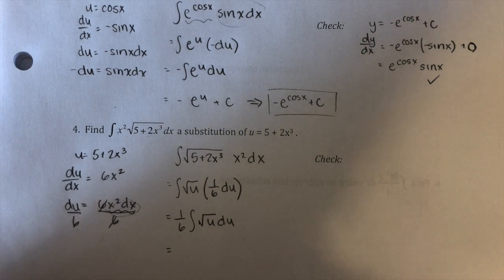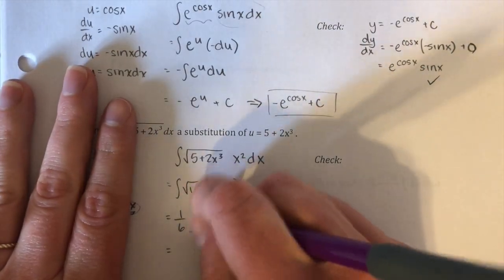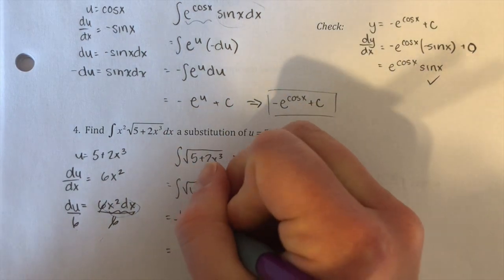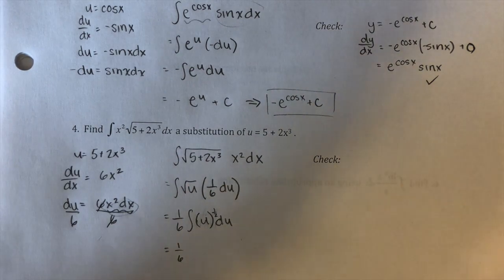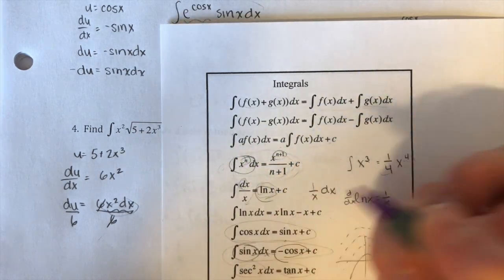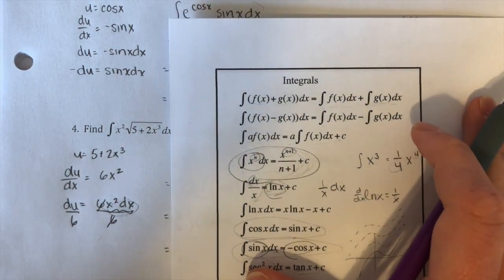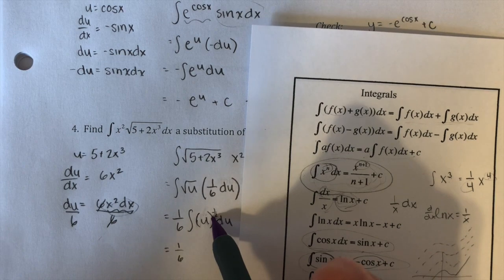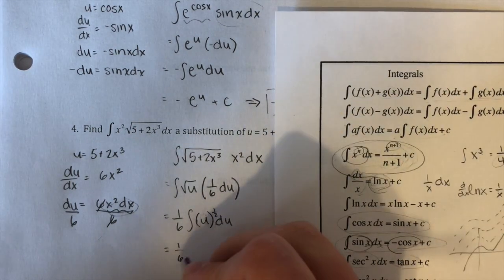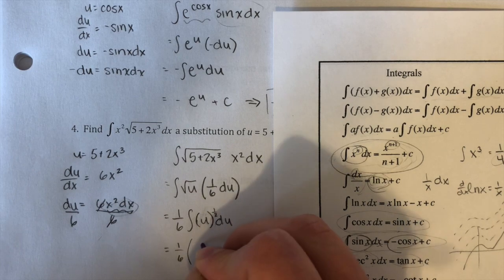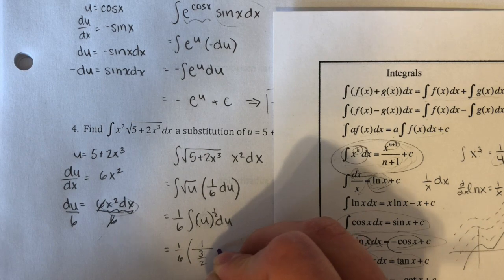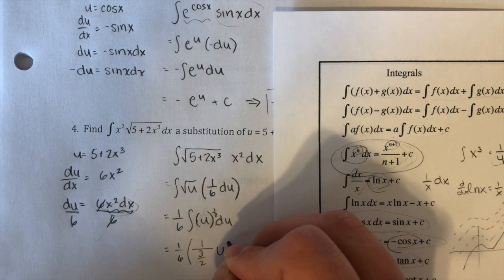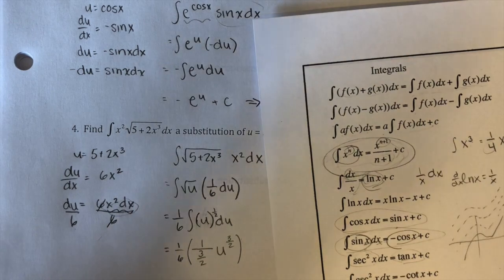So if we've got the integral of root u, actually in this step I'm going to rewrite this as u to the 1/2. So that 1/6 is going to stay out in front. And then this one is an exponent rule, so we can use this formula. So in this case, n is 1/2. So the integral is going to be, we're going to have a 1 over 1/2 plus 1, which is 3/2. And then u to the 1/2 plus 1, which is 3/2 again.